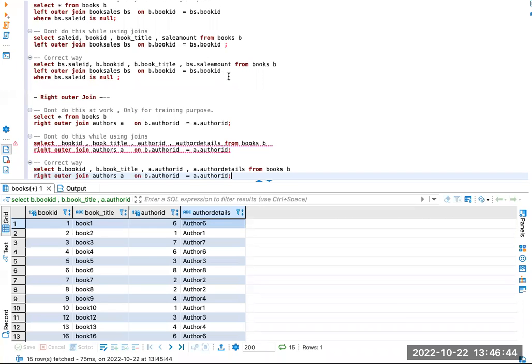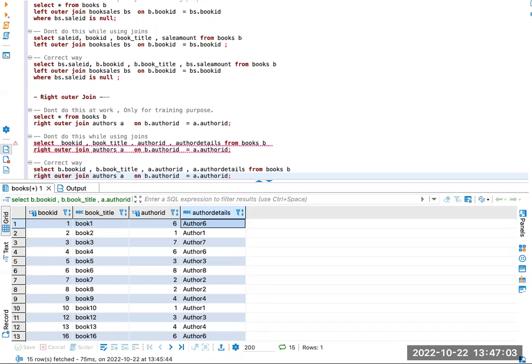Hi there. In this video, we are going to train you on right outer join with a practical example. Again, we will also show you what not to do at your job. First and foremost, let's discuss what is a right outer join.